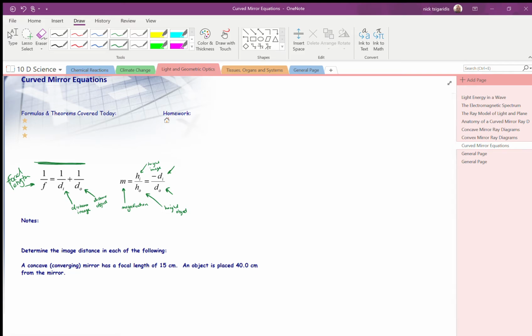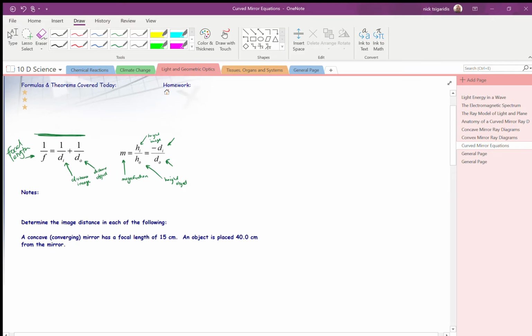So when we're talking about quantitative features, we're looking at actual calculations. So what are the actual values? When I say something is closer, well, how much closer? Like, what is the actual measurement? So there are two equations that we use for mirrors, and they're found up at the top here.